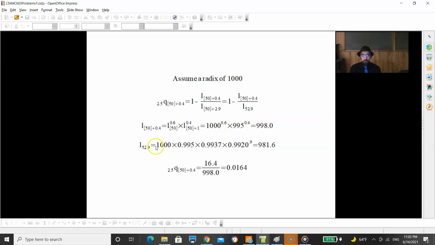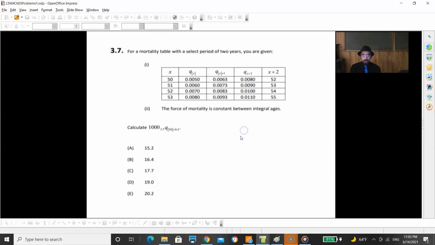And then l52.9, you start with these 1,000 people. You say 0.995 for surviving the first year, 0.9937 for surviving the second year, and then 0.9920 to the 0.9 for surviving 9/10 of the third year. Gets you 981.6. Crunch your numbers together, and you get a death probability of 0.0164. It wanted 1,000 times that, so that gets you the choice is 16.4.